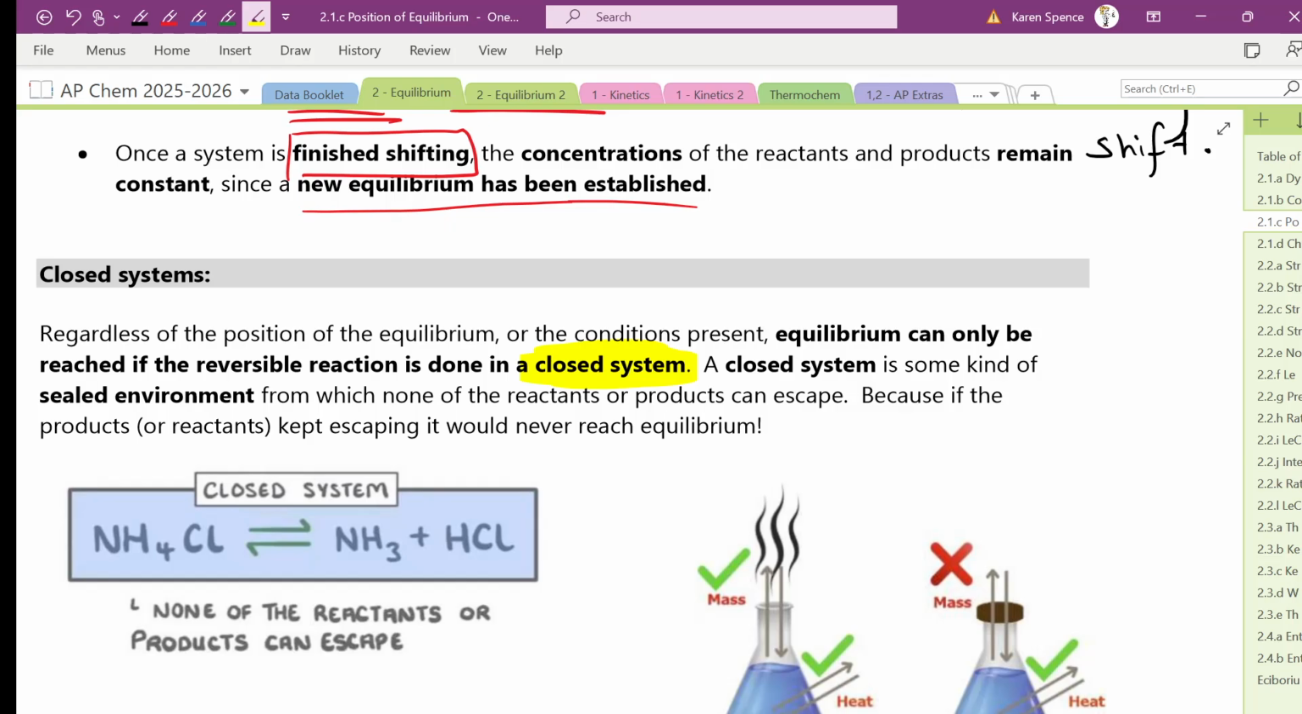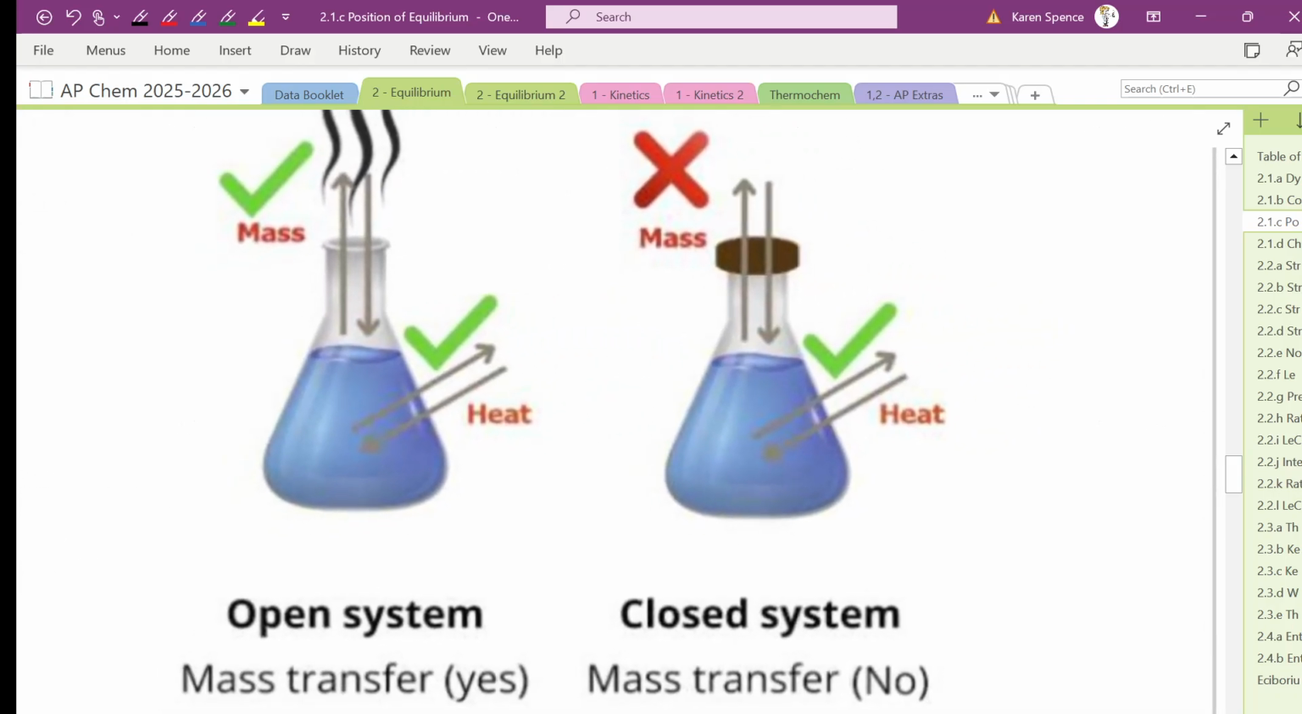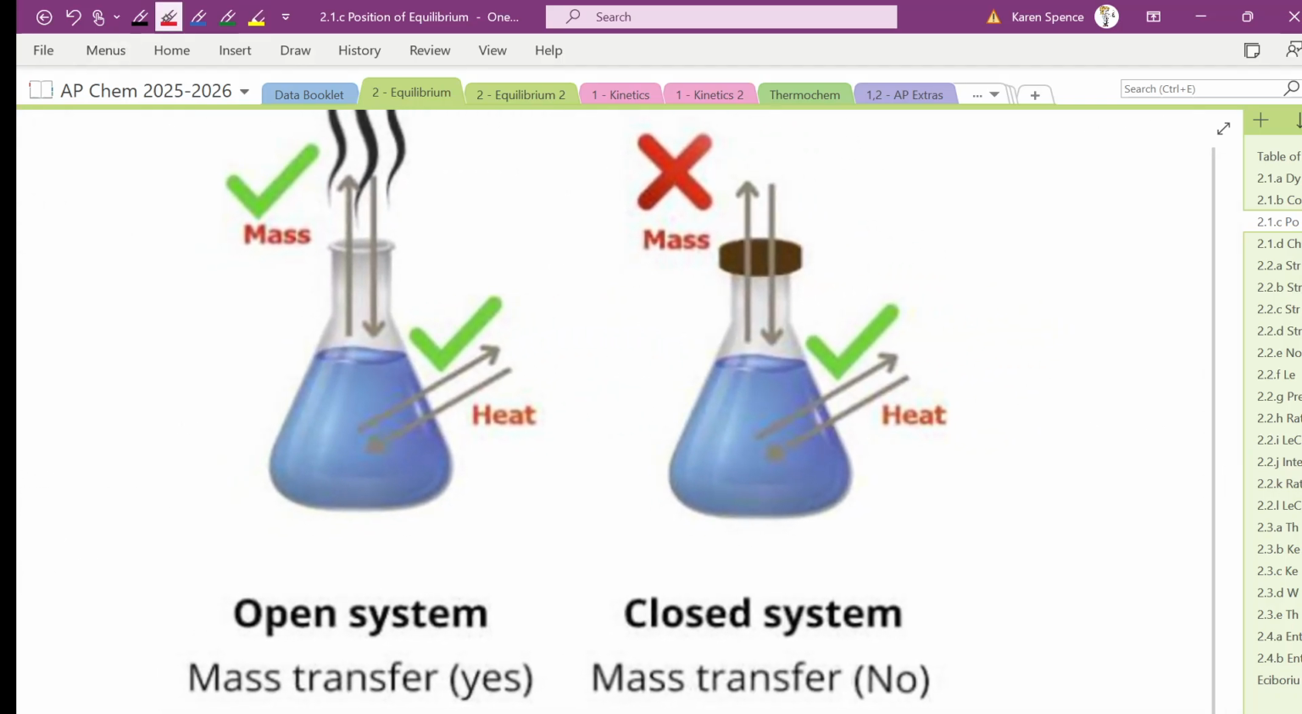No gas can escape. Okay? So matter is not allowed to go in or out. In this case, we've got a little picture here. Mass, which is matter, is not allowed in or out. But what is allowed in or out is heat. So you can affect a system by heating it from the outside or by putting it into an ice bath and cooling it down. All right.